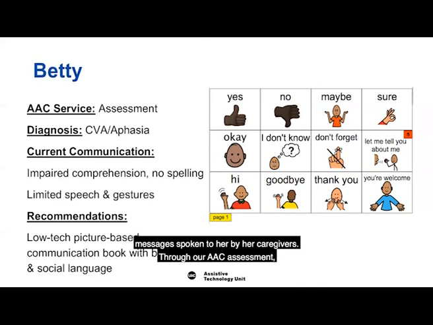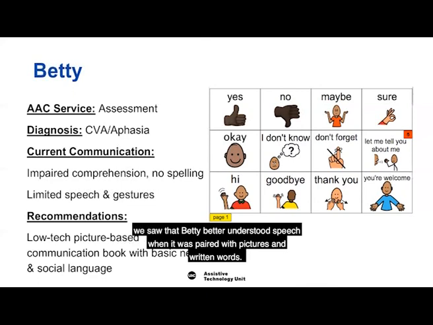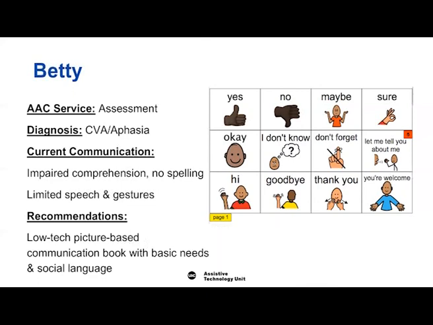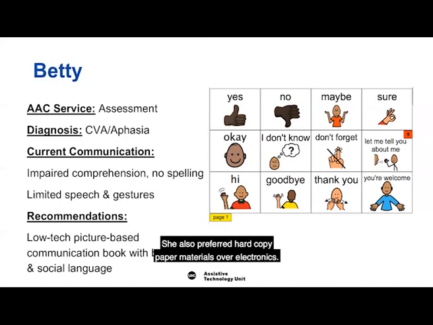Through our AAC assessment, we saw that Betty better understood speech when it was paired with pictures and written words. She also preferred hard copy paper materials over electronics. So Betty started using a paper-based communication book with 10 to 15 pages and about 12 pictures with written words or phrases on each page.